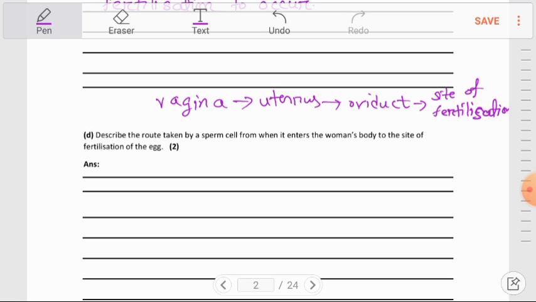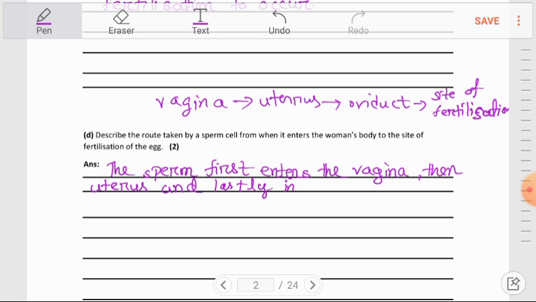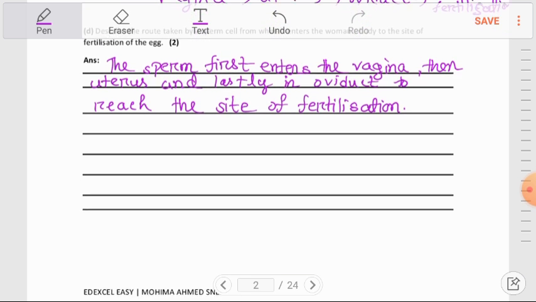So let's write it down in words: the sperm first enters the vagina, then the uterus, and lastly the oviduct to reach the site of fertilization. With this, our entire question number 1 ends. I hope it was clear. Moving to question number 2.